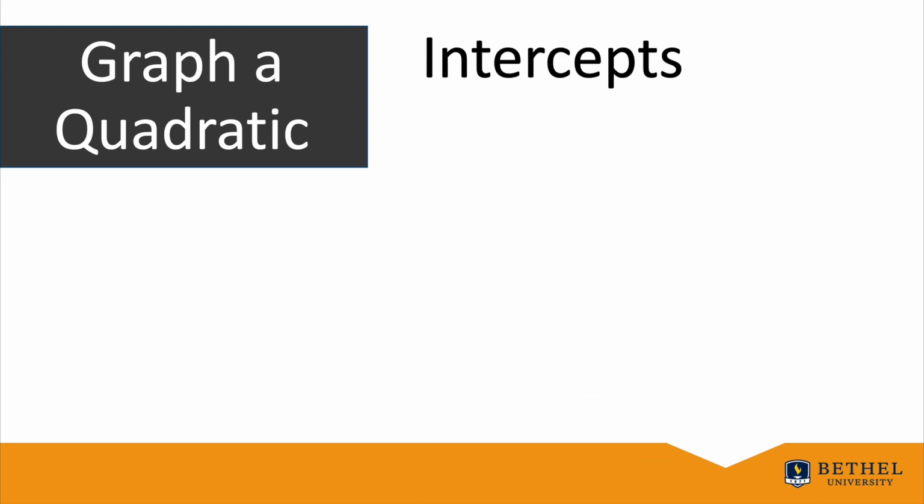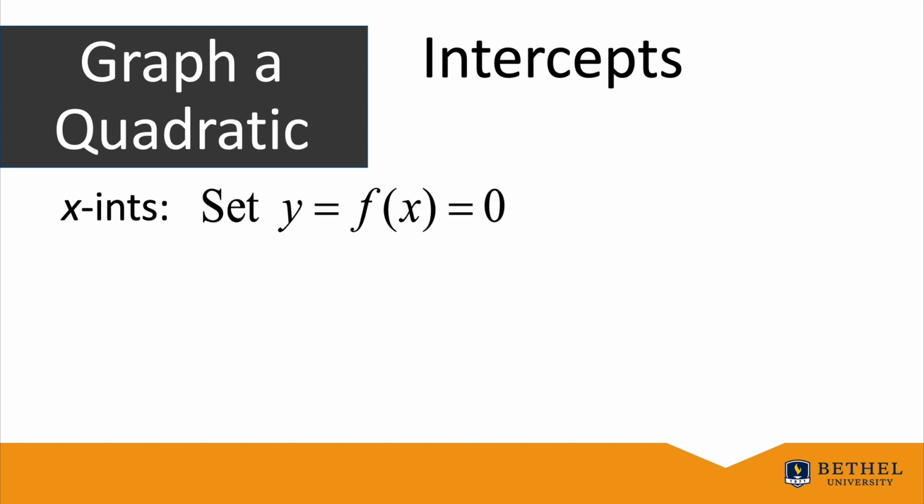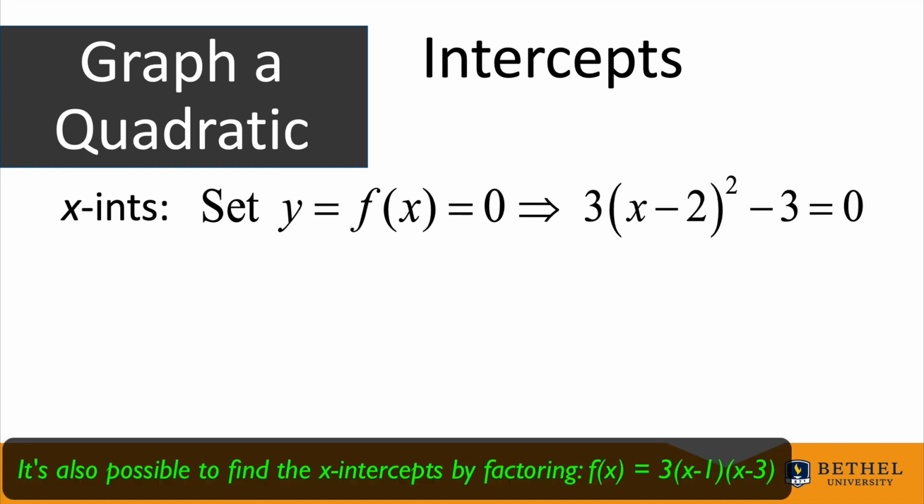What then are the intercepts of this function? We can find the x-intercepts by setting the function equal to 0. We want to find the values of x where y equals 0. Use the formula we obtained after completing the square. Replace f of x with 3 times x minus 2 quantity squared minus 3 and set it equal to 0.